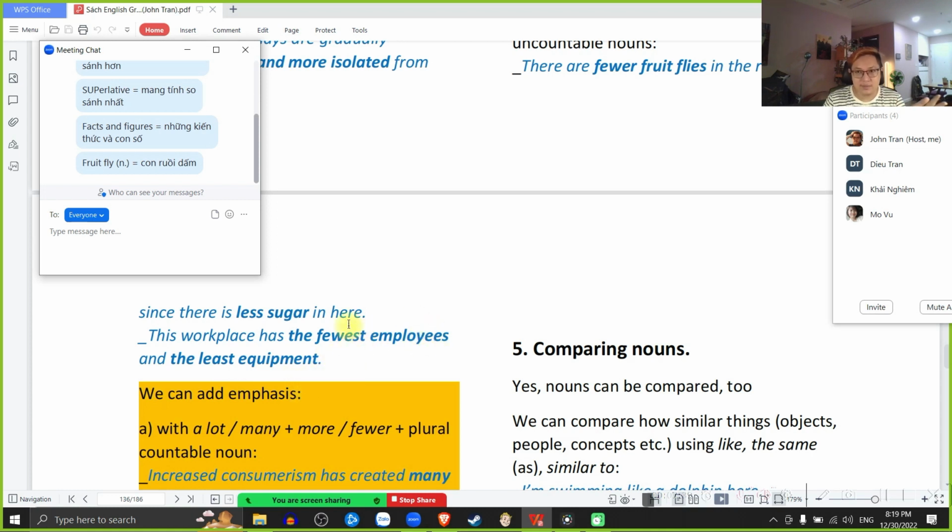Employees is the fewest because employees are plural countable. Nó đếm được và số nhiều mà. Nơi làm việc này có ít thiết bị nhất và ít nhân viên nhất.